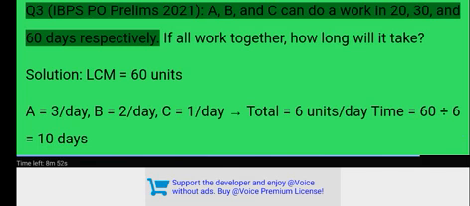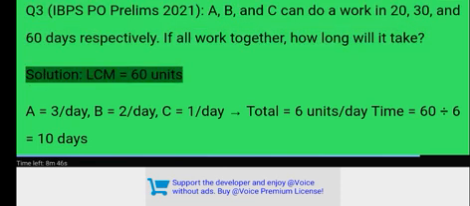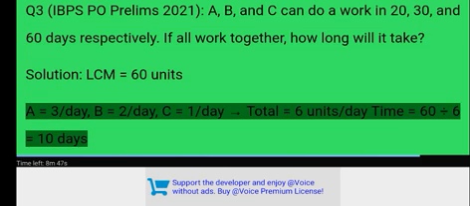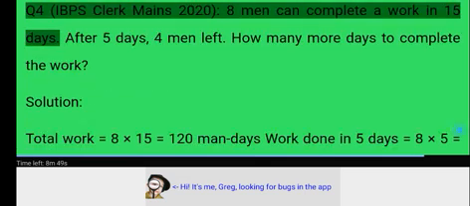Q3, IBPS SO Prelims 2021. A, B, and C can do a work in 20, 30, and 60 days respectively. If all work together, how long will it take? Solution. LCM equals 60 units. A equals 3 per day, B equals 2 per day, C equals 1 per day. Total equals 6 units per day. Time equals 60 divided by 6 equals 10 days.